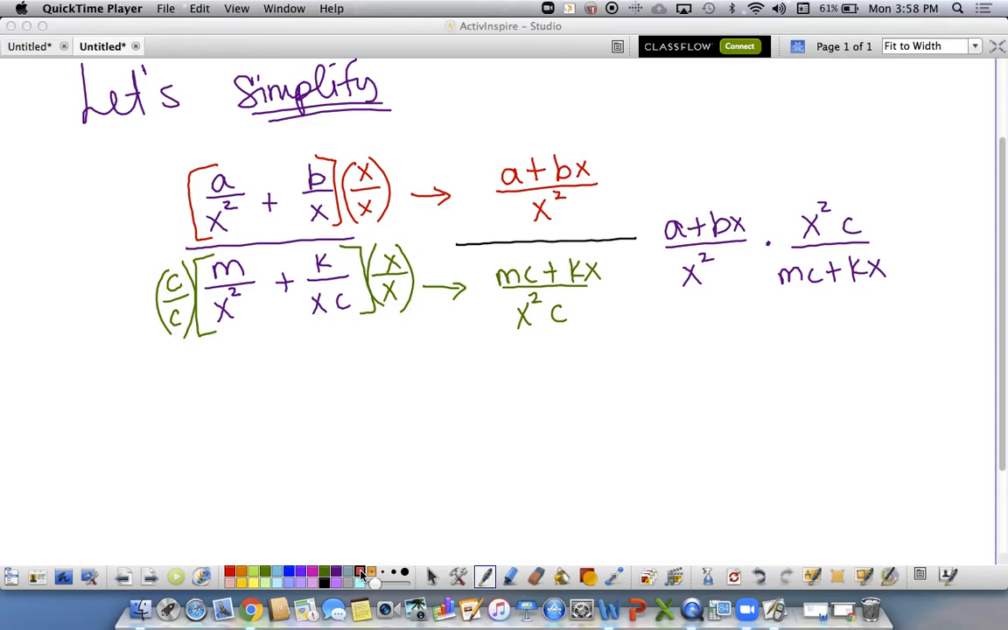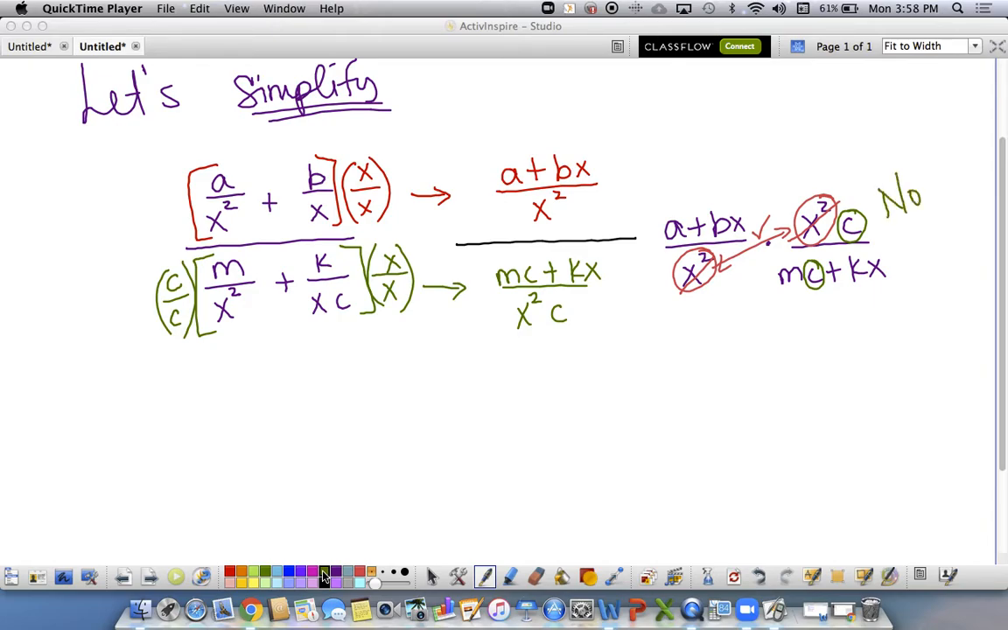Now, some things can be simplified. If you have something being multiplied, that we can reduce going that way, meaning x squared divided by x squared is simply going to be 1. Okay? Just because this I can reduce. Okay? Now, what can we not reduce? There's a c here and there's a c here. Can I reduce those c's?